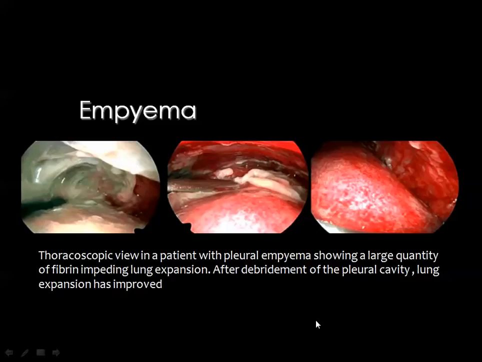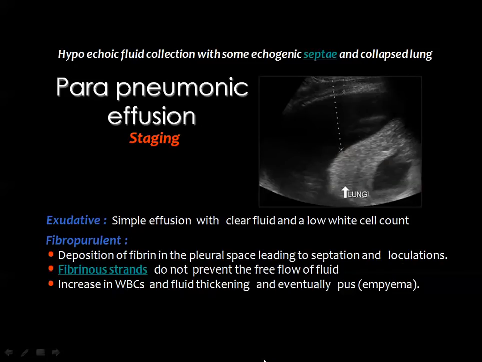Then these are multiple images from an endoscopic release of some of the pleural septations and the drainage of the pus with re-expansion of the related lung. Then the pleural effusion associated with pneumonia starts by being a simple effusion with clear fluid and low white cell count.